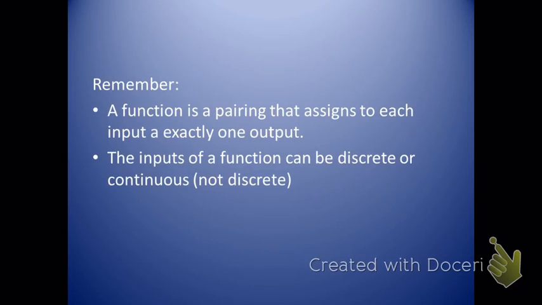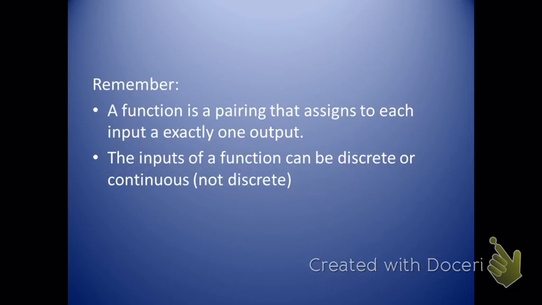The inputs of a function can be discrete or continuous, and we've been calling that not discrete. It's not technically continuous, but for the last function that we saw, where the input was the side length of a square, that was not discrete, because I could use any rational number, or really any real number on the x-axis, as the side length of a square. There weren't just certain numbers that would work. Discrete functions, remember, have individual inputs.